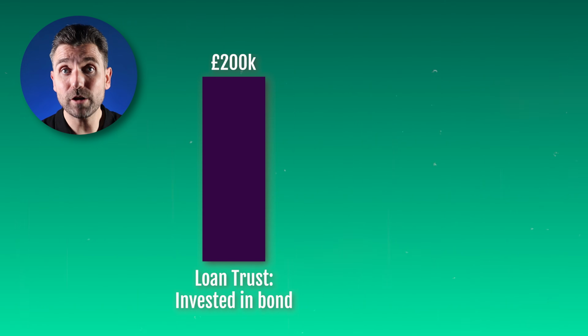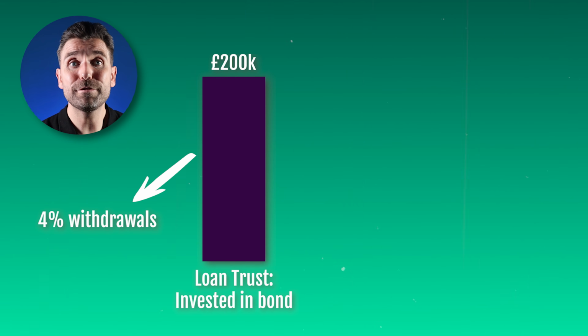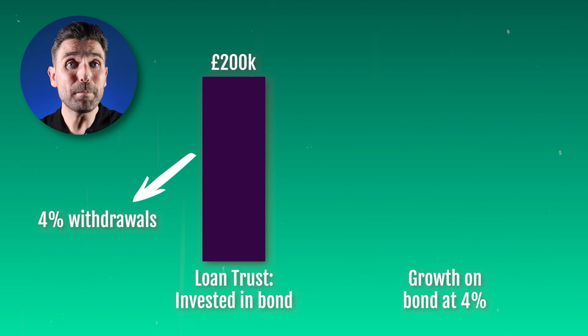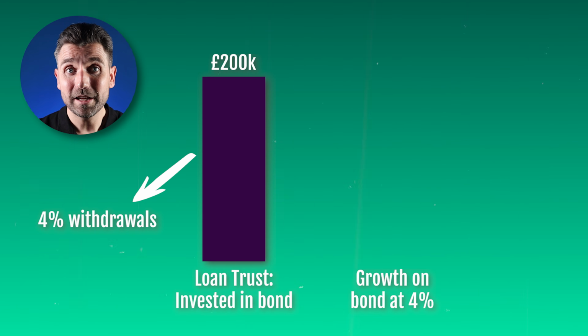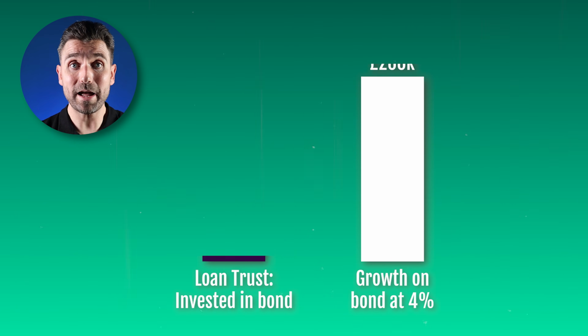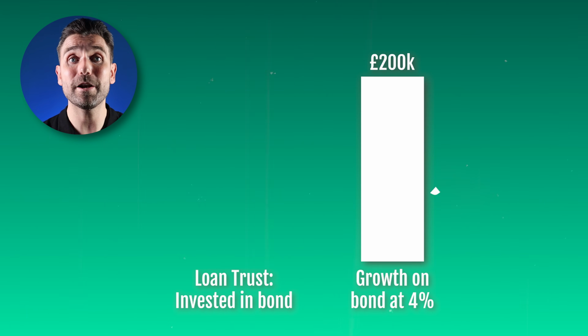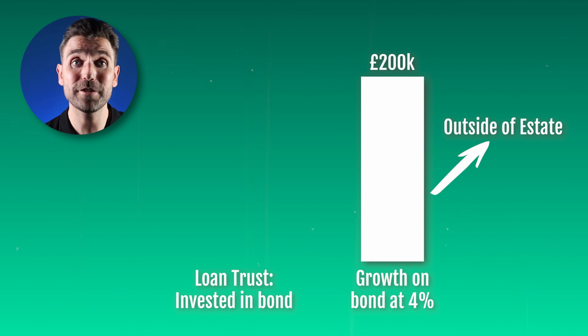So for example, you've loaned £200,000 to a loan trust, which is invested in a bond. You request a repayment of 4% of your capital every year to help cover your expenditure. And let's say the bond grows by 4% every year, net of all costs. After 25 years, you've taken all of your capital back and spent it, but there's still £200,000 there for the beneficiaries, which is all outside of your estate.